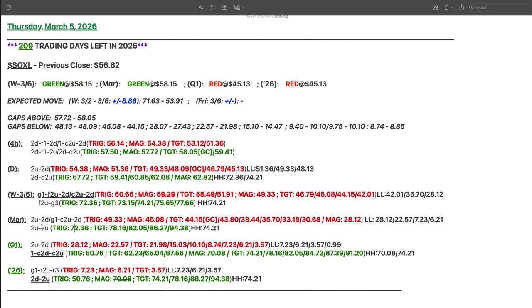As far as the month goes, we're still an inside month. Got to break below 49.33 to trigger anything to the downside, and got to break above 72.36 just for continuation, right? It's not even a strat reversal at that point like it is on the downside. It's just a continuation. So no real magnitude for that move, just extended targets. And lastly, on the quarter and year, we've already triggered and reached the strat for both of those. So not much else to go there either.